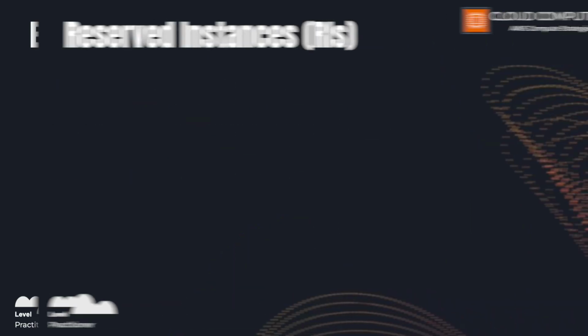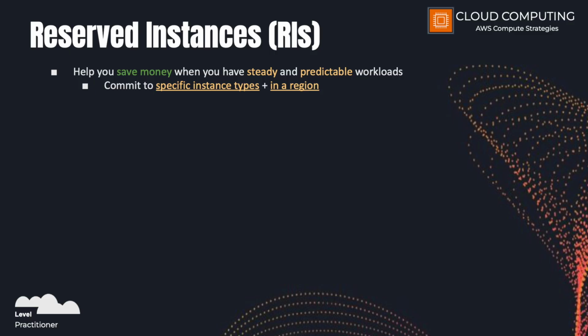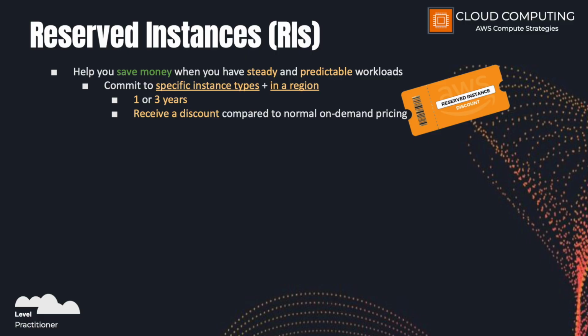Next, let's look at reserved instances. Reserved instances, or RIs, help you save money when you have steady, predictable workloads. With RIs, you commit to using a certain instance type in a specific region for 1 or 3 years, and in return, you get a discount compared to on-demand pricing. This works well for things like production databases or core application servers that you know will run all the time. You have the option to pay all upfront for the biggest discount or spread payments over time.